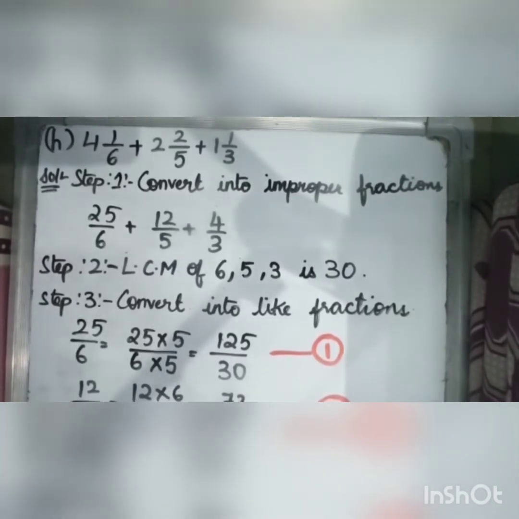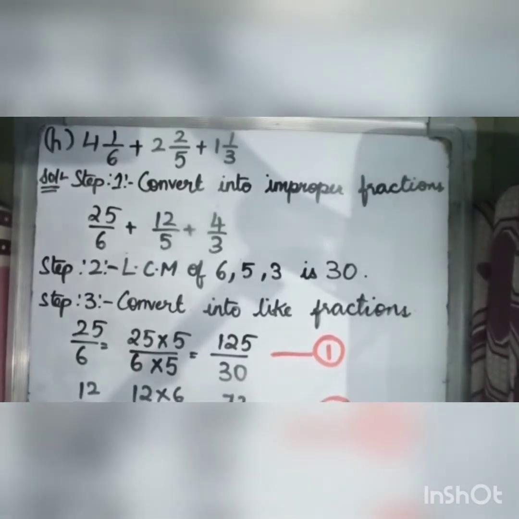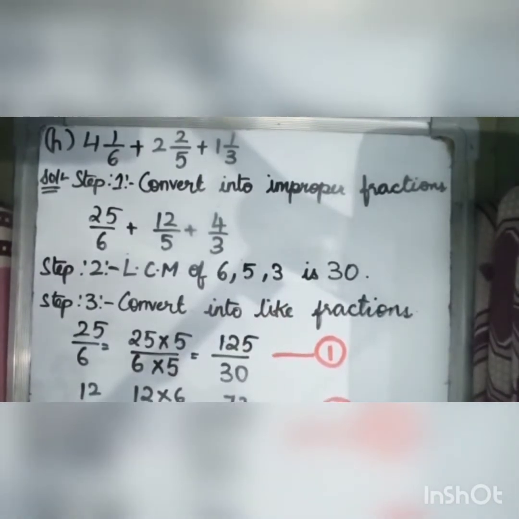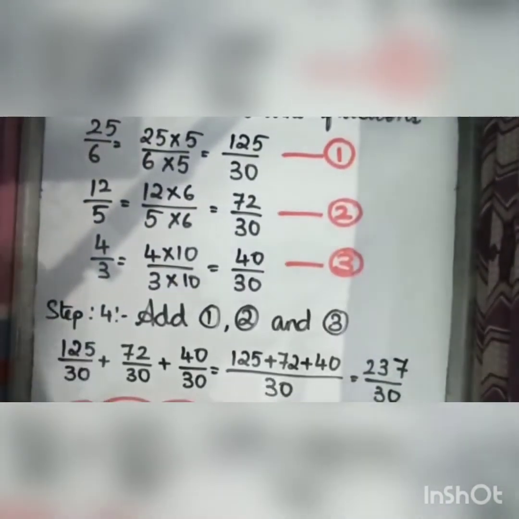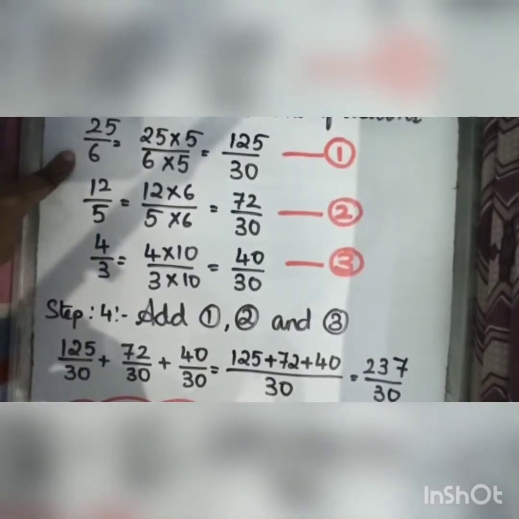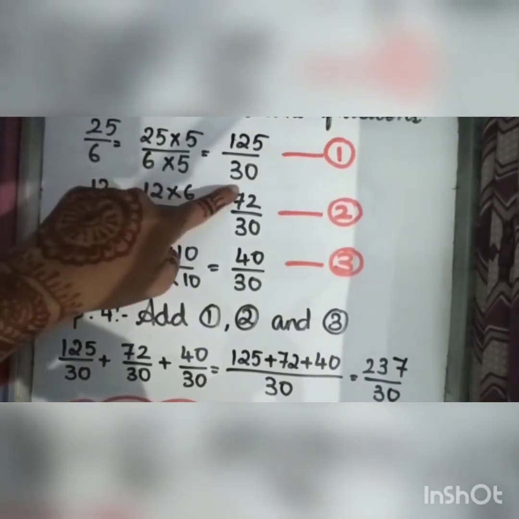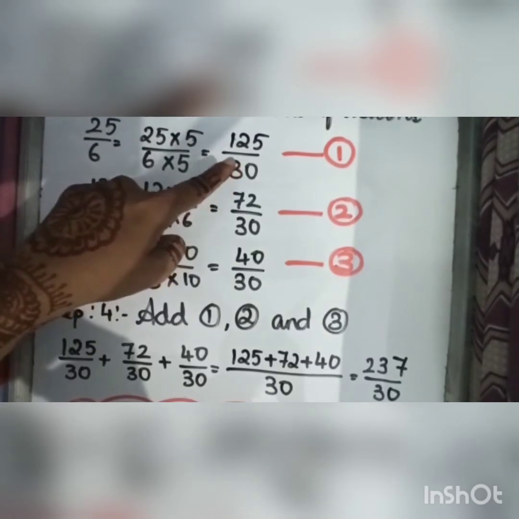Now when we have unlike fractions and we have to add, we have to convert them into like fractions first. To convert them into like fractions, we first take the LCM of the denominators, that is 6, 5 and 3. When you take the LCM of the denominators, you get 30. Now each of the fractions should be converted in such a way that the denominators are 30. 25 by 6, 6 multiplied by 5 gives me 30, so the numerator also should be multiplied by 5. 125 by 30.